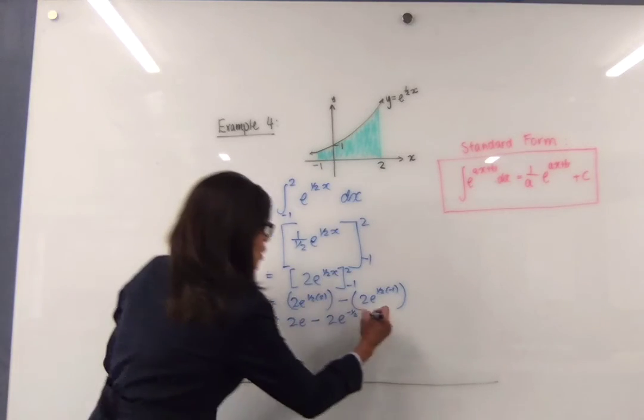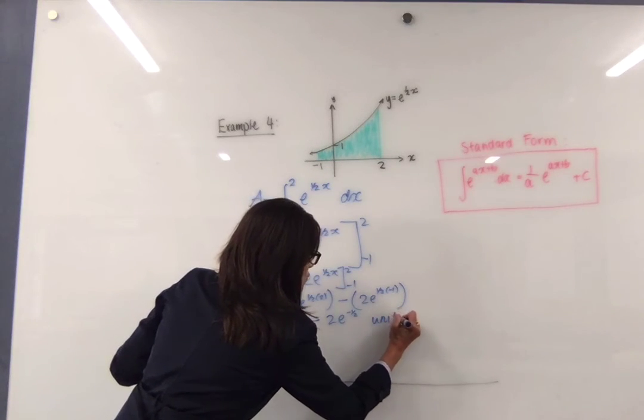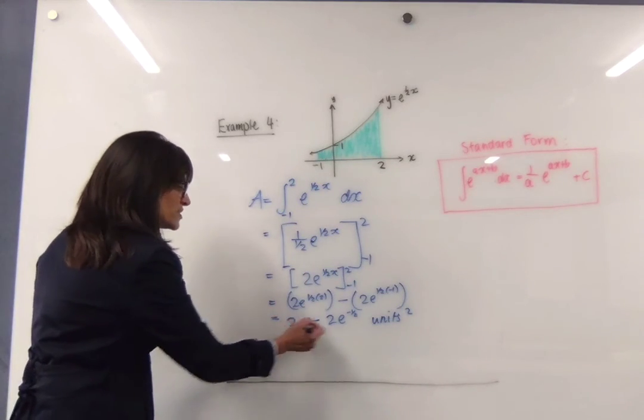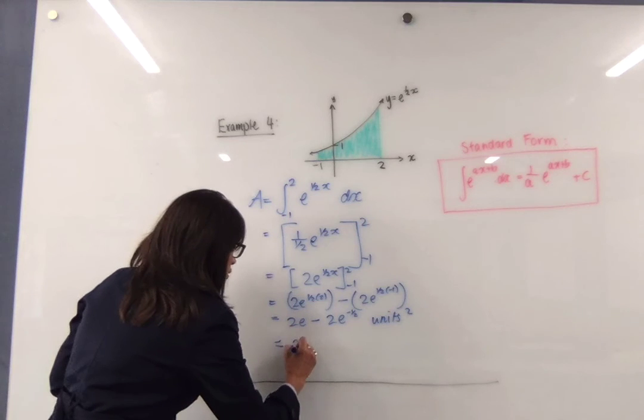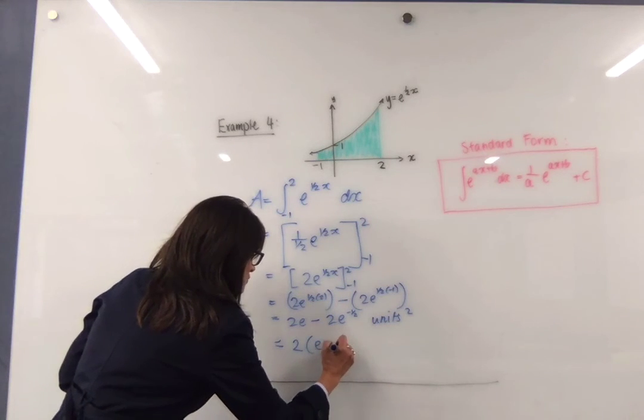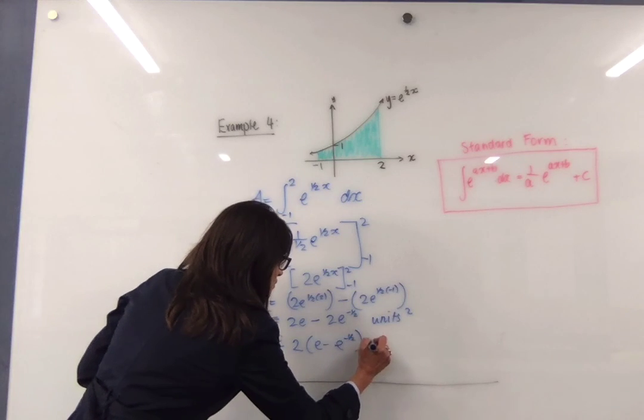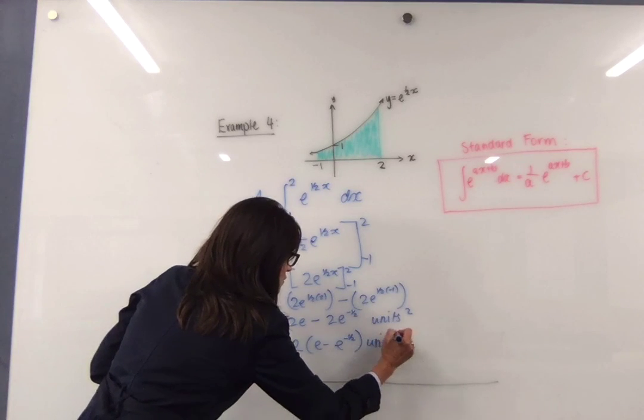Now remember, because we're talking about an area under the curve, that's the application of what we're doing here. We want to include units squared. Now we can also take out a common factor here of 2. So we're left with e minus e to the power of -1/2 units squared.